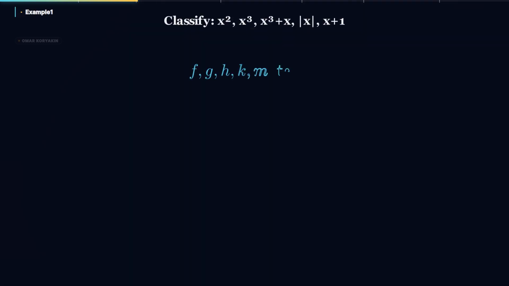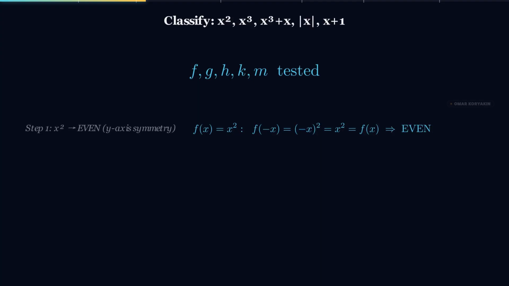Here is the first worked example. Classify the following functions as even, odd, or neither. f of x equals x squared, g of x equals x cubed, h of x equals x cubed plus x, k of x equals absolute value of x, and m of x equals x plus 1.